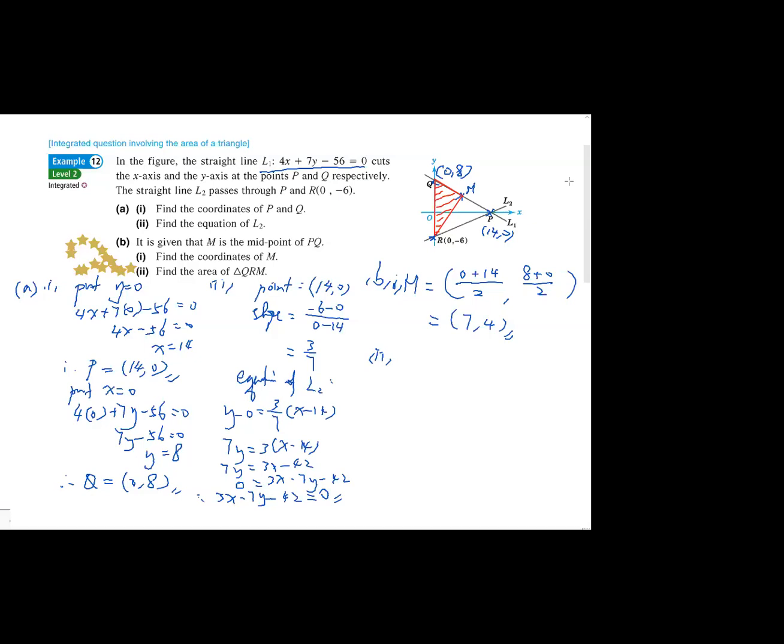M is the midpoint, which means that QM is equal to PM. If that is the case, the area of triangle QRM will be exactly equal to the area of triangle PRM. I mean the purple triangle and the red triangle will have the same area.